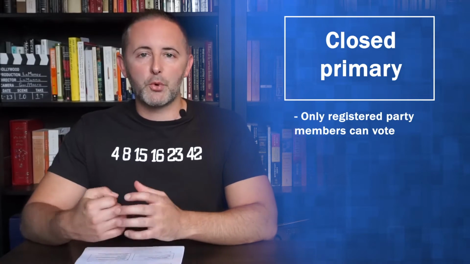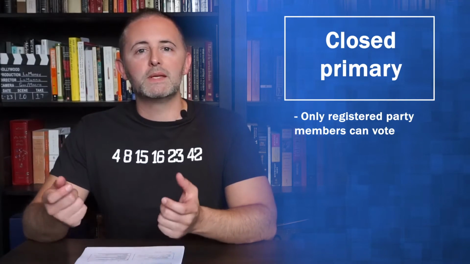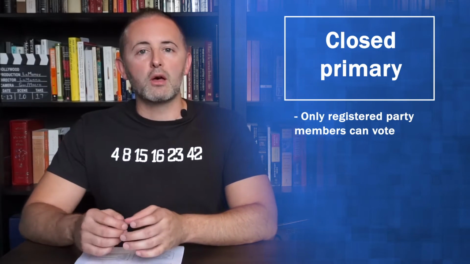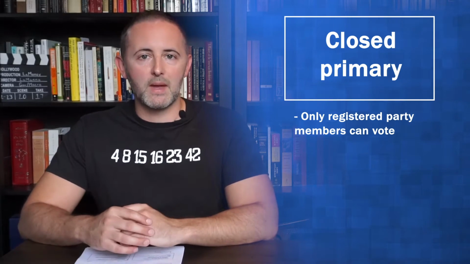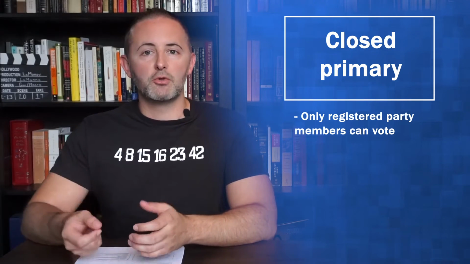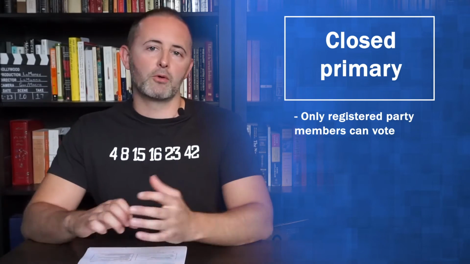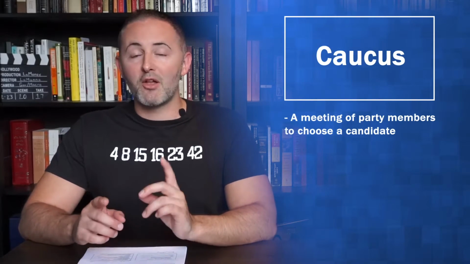In a closed primary state, this is where you not only have to be registered, but you must be registered to that political party. So a state like Florida, voters must be registered to a party in order to participate. So they'll show up and you have to show not only that you are a registered voter, but that you are registered to the Democratic or the Republican primary. Otherwise, you cannot participate.